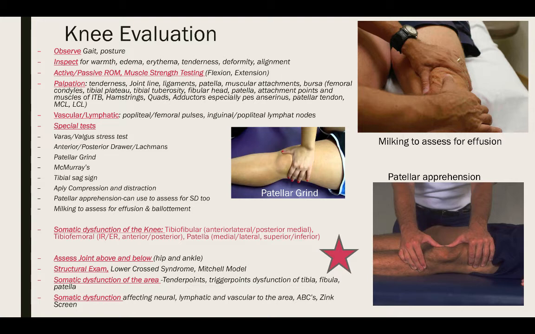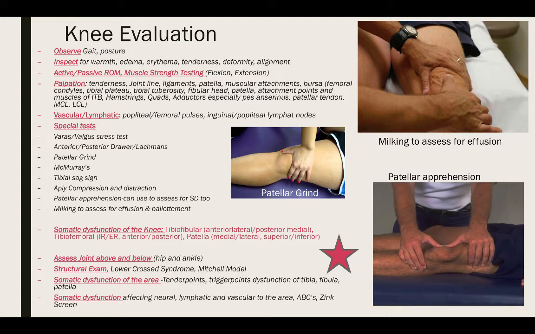So moving on to knee evaluation. Again, going back to the same consideration, what do I do first? I look at gait and posture, always starting with gait and posture. Overpronation, oversupination, high arches, low arches, knees hyperextended, how are they moving in space? And then I'm going to inspect it for warmth, edema, erythema, tenderness, deformity, and alignment. I'm going to make notes on all of those things.